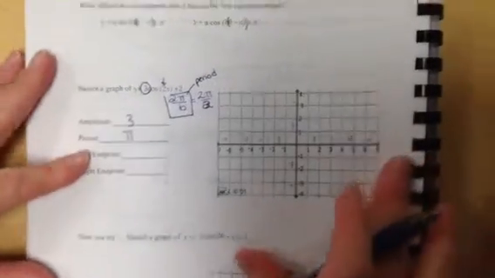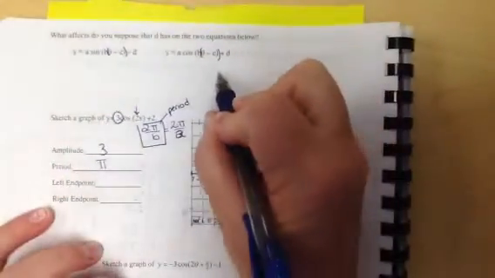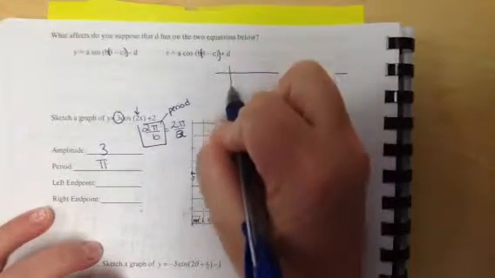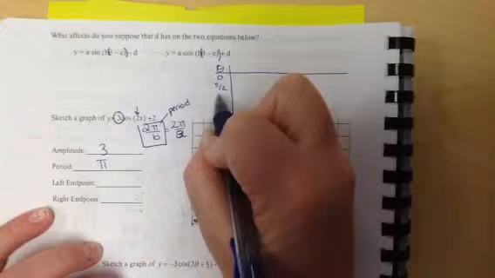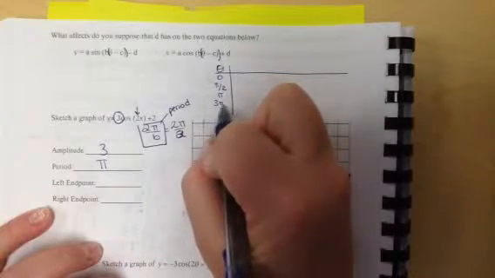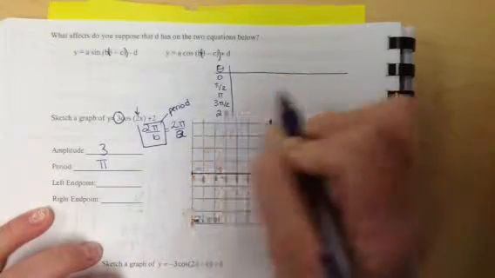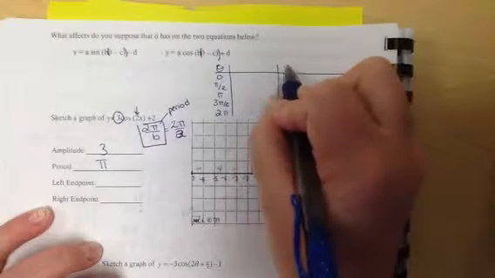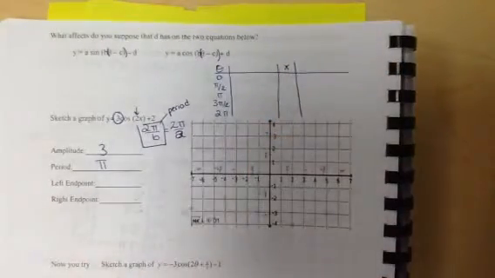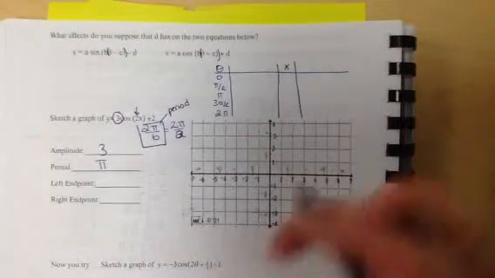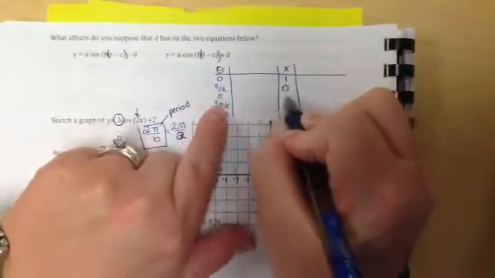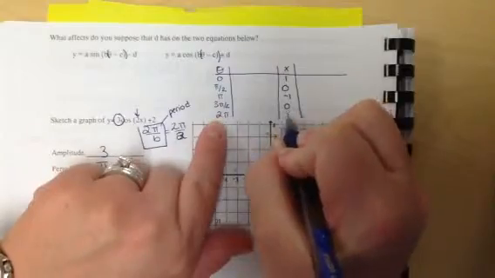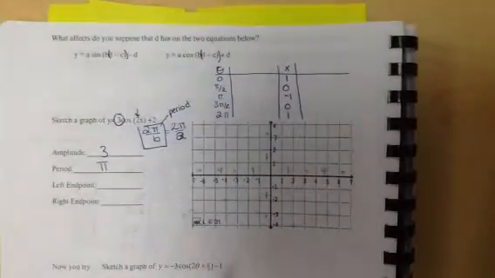So to graph this, I'm going to make a table, like I always have. And the thetas aren't going to change. I'm still going 0, pi over 2, pi, 3 pi over 2, 2 pi. But what does change is that I don't want the y part of the ordered pair anymore. I want the x part of the ordered pair. So at 0, the ordered pair is 1, 0, negative 1, 0, 1. It's very similar. They're just in a different order.